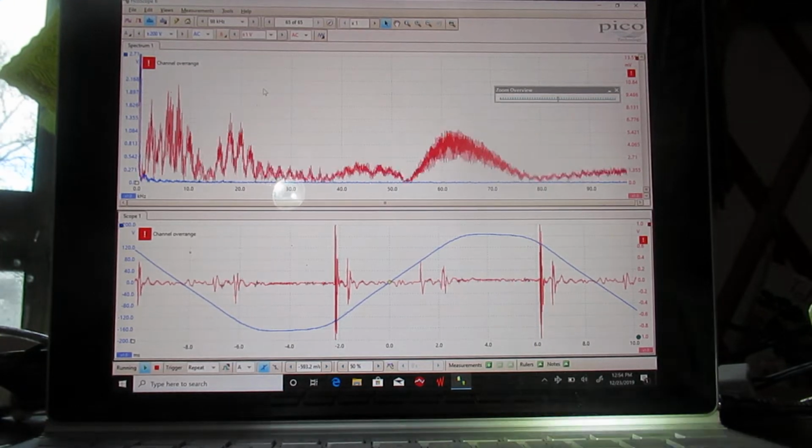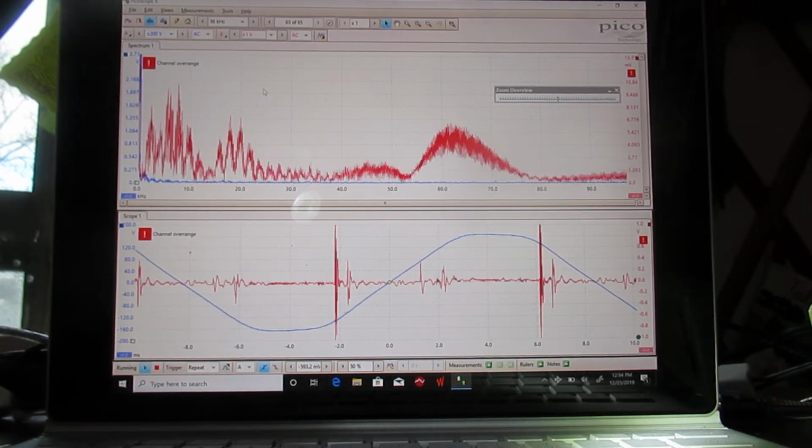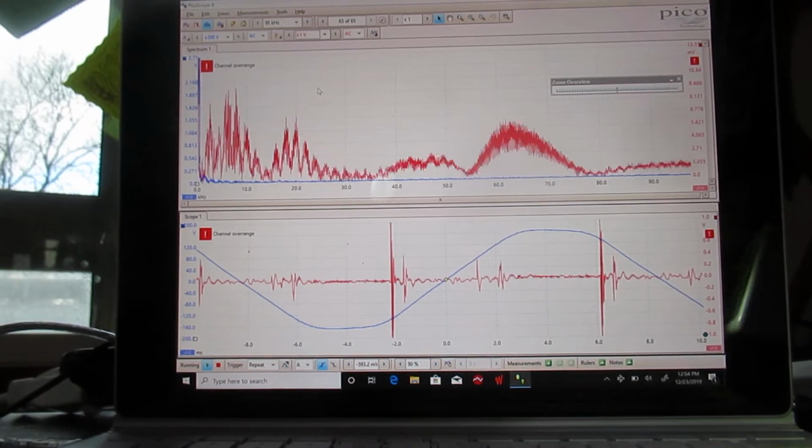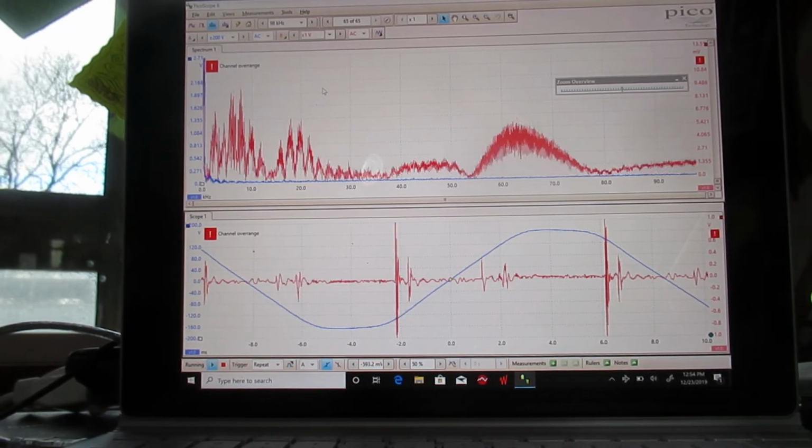So the moral of the story is these energy efficient mini splits, they may save you some money. The question is, will they save enough to pay for the health damage they cause?